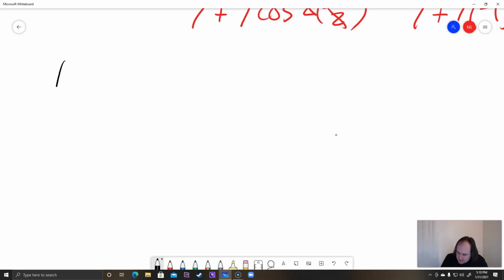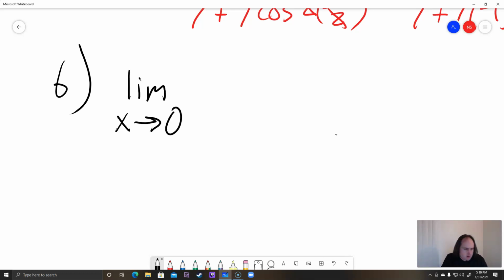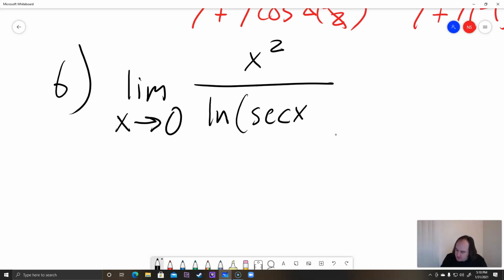Okay, problem number 6. For this one, we want to find the limit as x approaches 0 of x squared over ln of secant of x. The limit as x approaches 0 of x squared over natural log of secant of x. So that's an interesting problem.